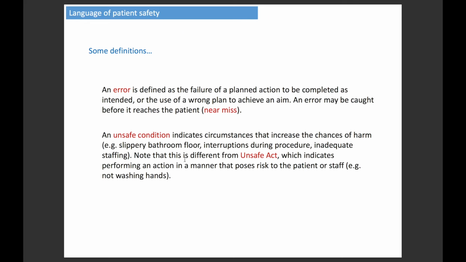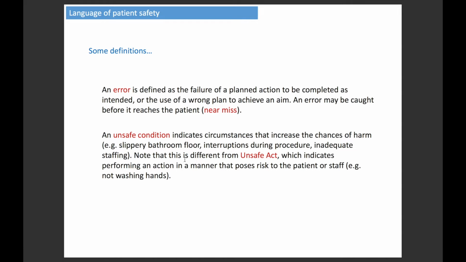So let's do some definitions now. We're going to talk about the language of patient safety, or the lexicon. There is a language here, and you should really know the differences between these different words and what they mean. An error is defined as the failure of a planned event to be completed as intended, or the use of a wrong plan to achieve an aim. Imagine that an antibiotic has been prescribed and it's the wrong antibiotic, or the right antibiotic has been prescribed and the nurse hangs the wrong antibiotic.